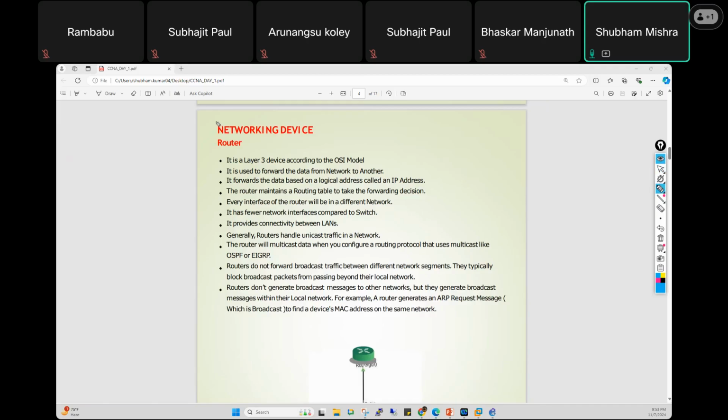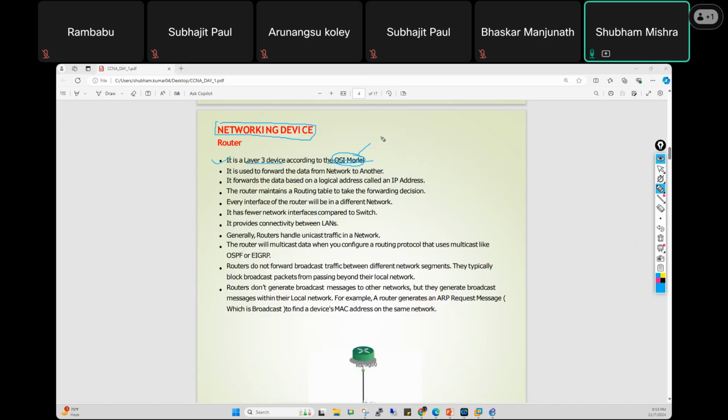We start with the router. The first networking device we are going to cover is the router. The first point is that it is a layer 3 device according to the OSI model. Right now, just forget the OSI model. We will discuss the OSI model in our coming classes. Right now, just focus on learning one thing.